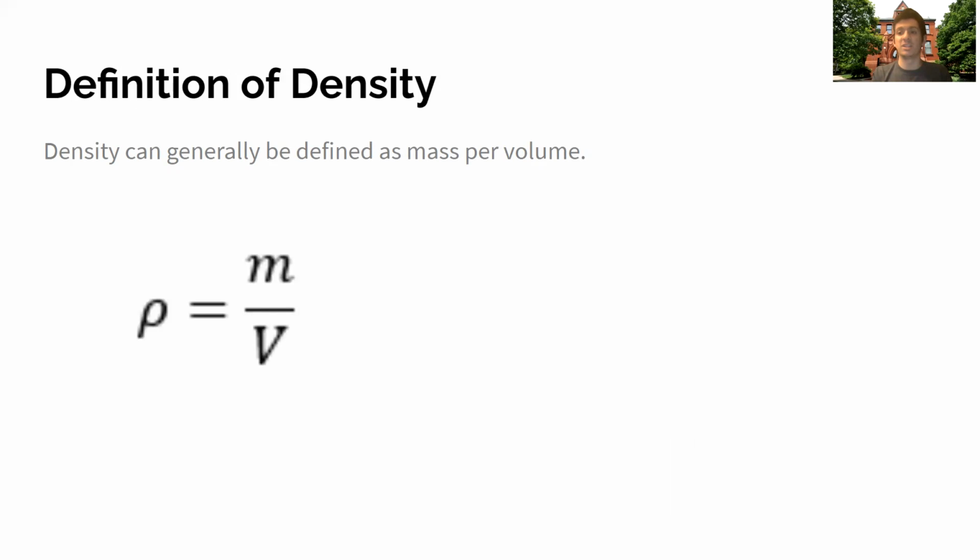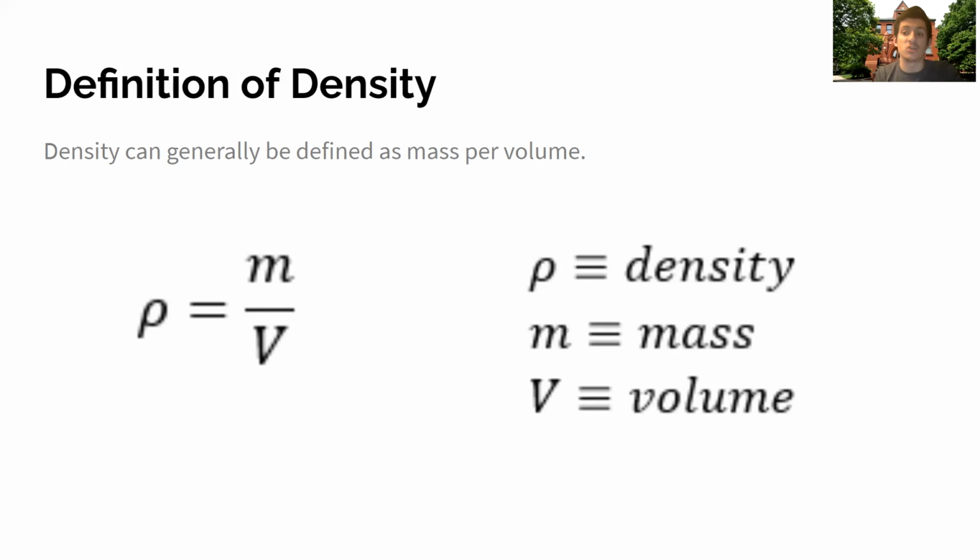Going to be represented by this equation here. Density is almost always represented as rho, which is a Greek letter. You can see here density is rho. The mass is represented by m, and volume is generally represented by a v. Those are the most common variables that are used in this equation here.